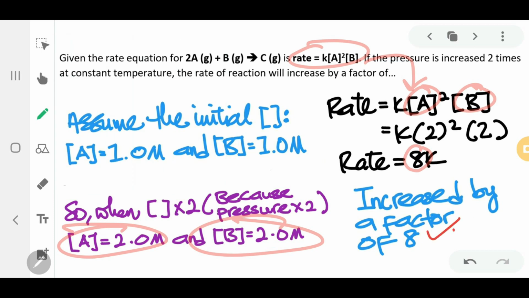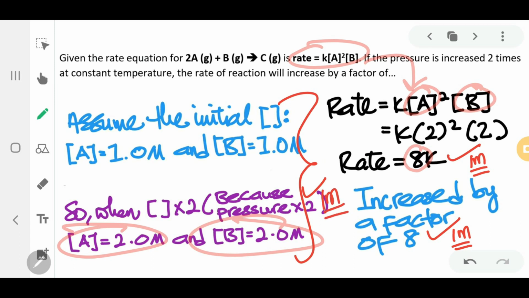You have 1 mark. 1 mark. This whole thing over here will give you another 1 mark.